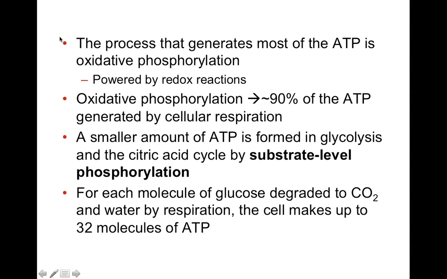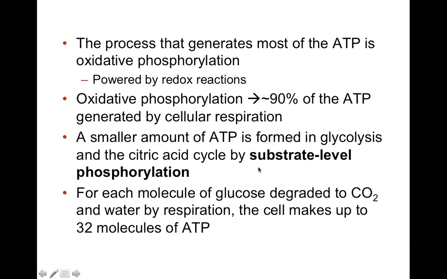Okay, so the process that makes the most ATP is that last step, oxidative phosphorylation, which is powered by redox reactions, moving electrons. Electrons get transferred from one molecule to the next, and we use that energy through electron transfer to produce ATP. So about 90% of the ATP produced by cellular respiration in organisms that have mitochondria comes from that last step. So we still can get some ATP from glycolysis and the citric acid cycle.